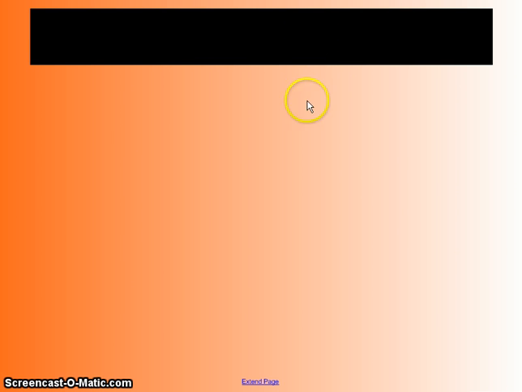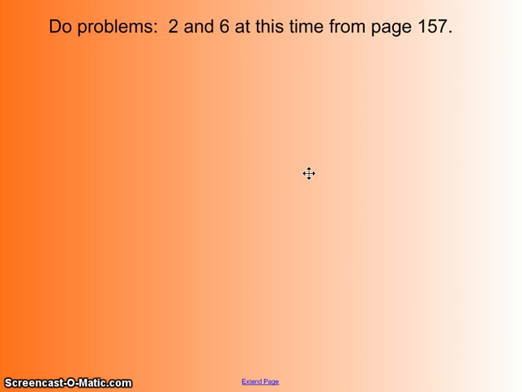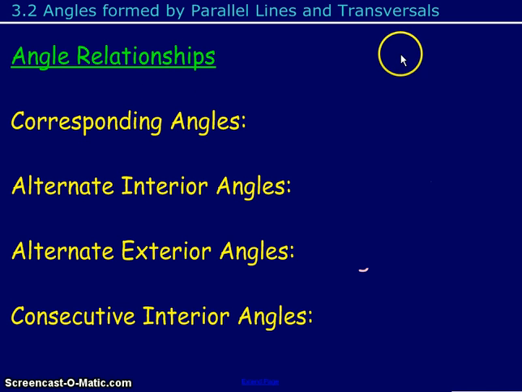Regular geometry class students would be doing problems 2 and 6 from page 157 at this point. iPad students, yours is always at the end of the section.